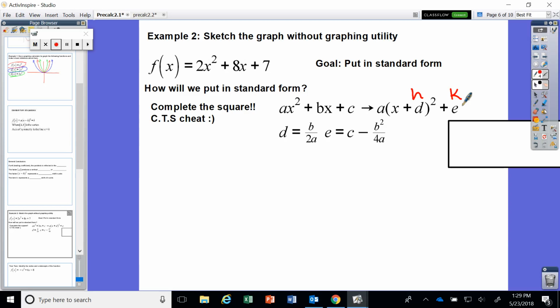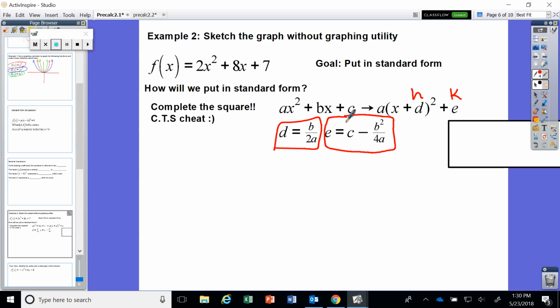Now, it's up to you. For some individuals, the whole process of completing the square may be a challenge. We may not remember how to do it as well, and some of you may be better with rote memorization. You might be able to remember simply that the d can always be found by doing this, and the e, or the k, the y coordinate, can always be found this way. So I'm going to leave this up to you. This is your complete the square little cheat sheet, but I'm also going to put it into perspective of how back in Algebra 1 we learned how to complete the square.